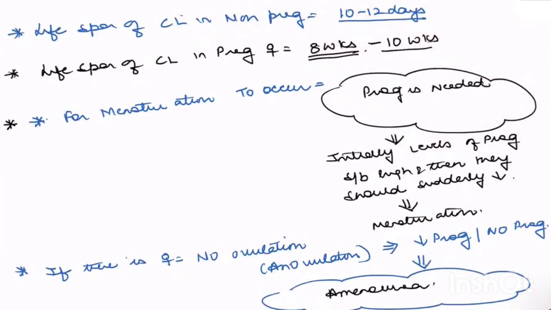If progesterone is continuously high, then also there will be no period, and if progesterone is low from the start, then also there will be no period. For menstruation to happen, initially the levels should be high and then they should suddenly drop. I hope all of you are understanding this. Yes? Okay, next question.